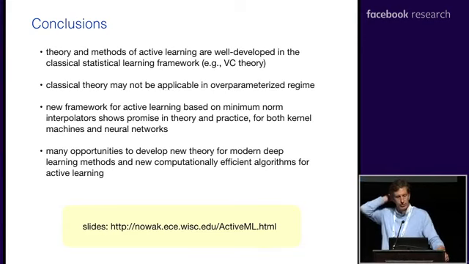I'm just going to say a couple of conclusions. The theory and methods of active learning are really well developed in the classical statistical learning framework. The problem is that the classical theory may not be applicable in this over-parameterized regime that I was just talking about. And so we have this new framework based on minimum norm interpolation that shows some promise in theory and practice. What I think is really exciting is there are a lot of opportunities for developing new theory, especially in conjunction with modern deep learning methods. And there's a big space for improvement in developing new computationally efficient active learning algorithms. So I think it's a great time to jump into the field.